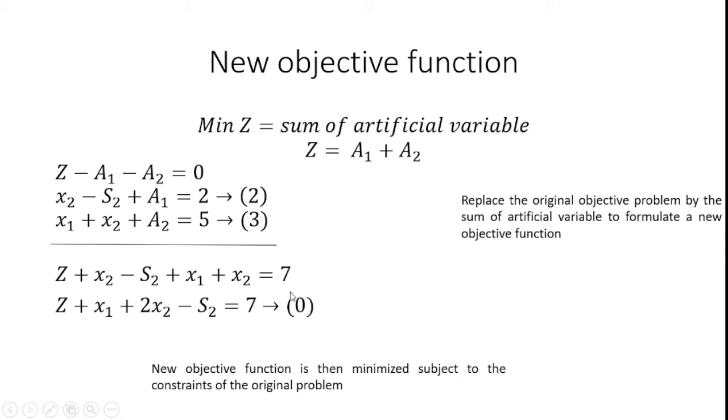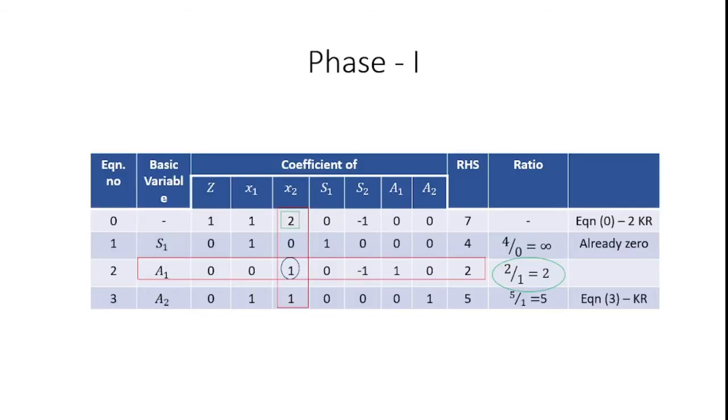Now I move the right hand side 7 into the left hand side, so I can get the final new objective function equation as z plus x1 plus 2x2 minus s2 is equal to 7 as the objective function value. Okay, so the new objective function is then minimized subject to the constraints of the original problem. So according to this, how can I frame the table? Likewise, I can move with phase 1.